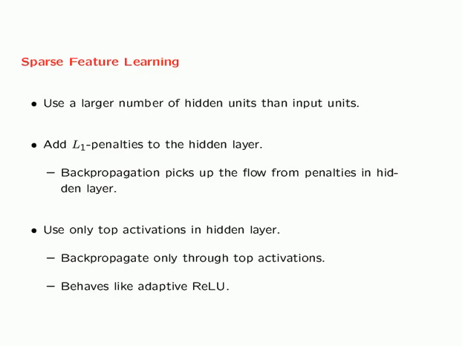Now, another way of performing sparse feature learning is what you call a top K encoder. So here what you do is that you use only the top k activations in the hidden layer. When you forward propagate, any activation which is not in the top k, you set to 0. And similarly, during backpropagation, you backpropagate through only these top activations.